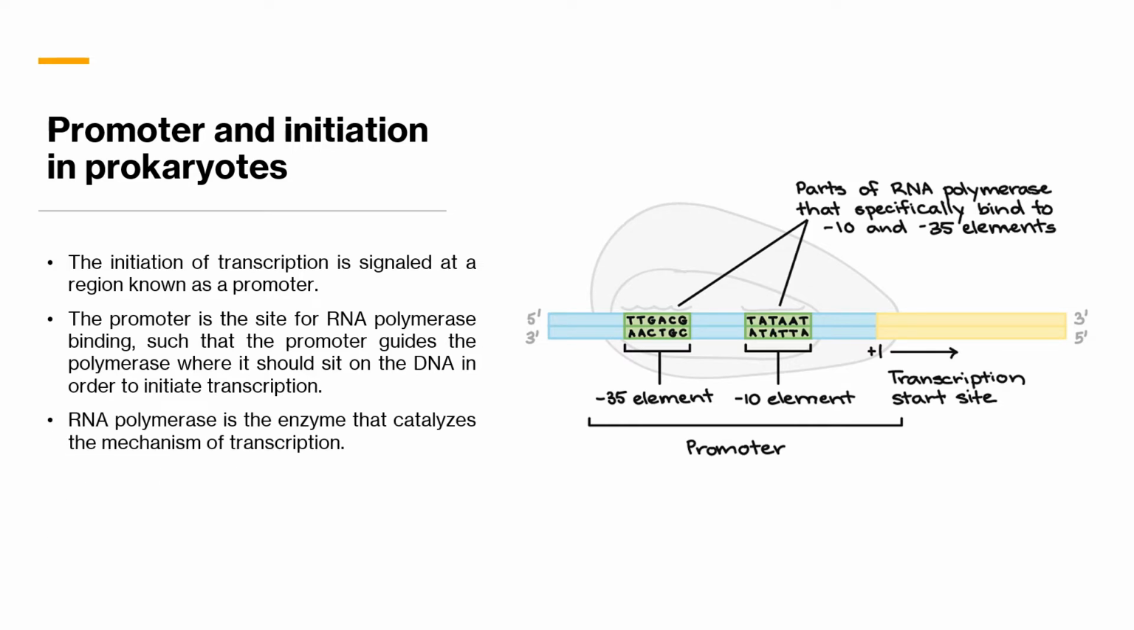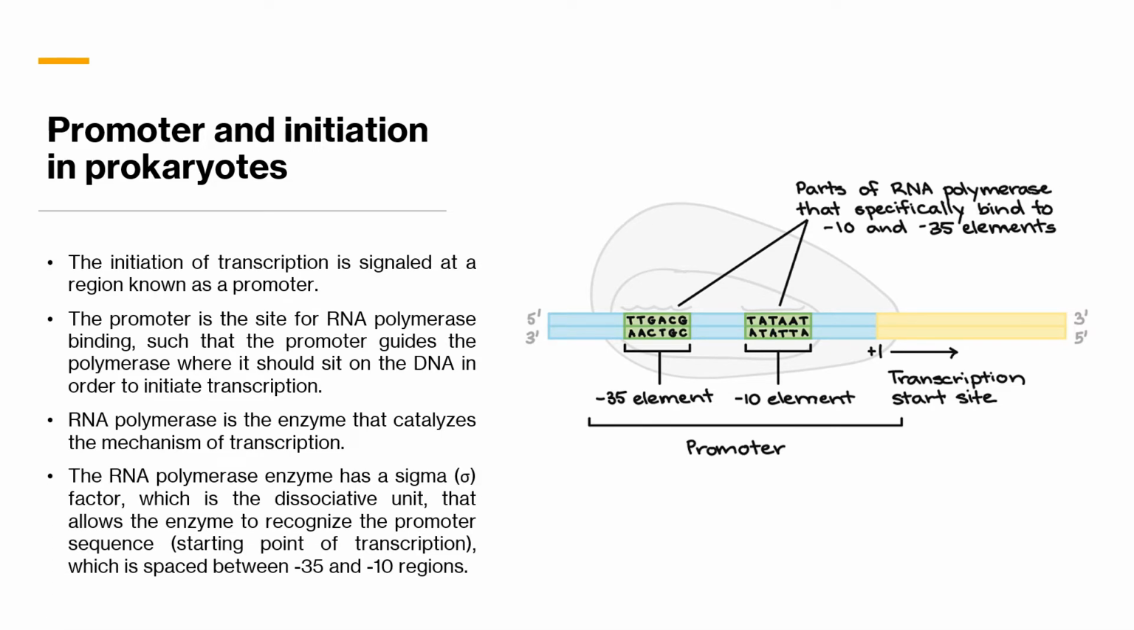RNA polymerase is the enzyme that catalyzes the mechanism of transcription. The RNA polymerase enzyme has a sigma factor, which is a dissociable unit that allows the enzyme to recognize the promoter sequence, the starting point of transcription, which is spaced between the -35 and -10 regions, as you can see in the diagram.